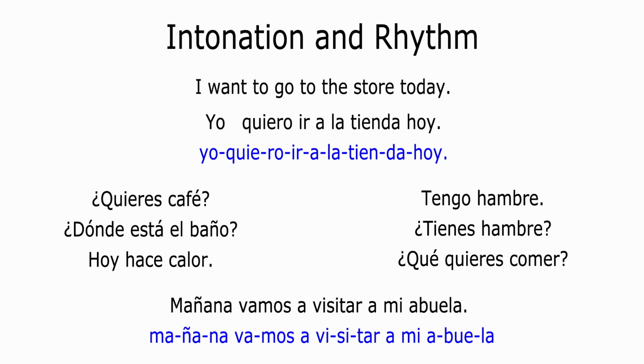Spanish, on the other hand, is syllable-timed. Each syllable is given about the same length. For example, Yo quiero ir a la tienda hoy. Every syllable is clear and steady. Yo quiero ir a la tienda hoy.